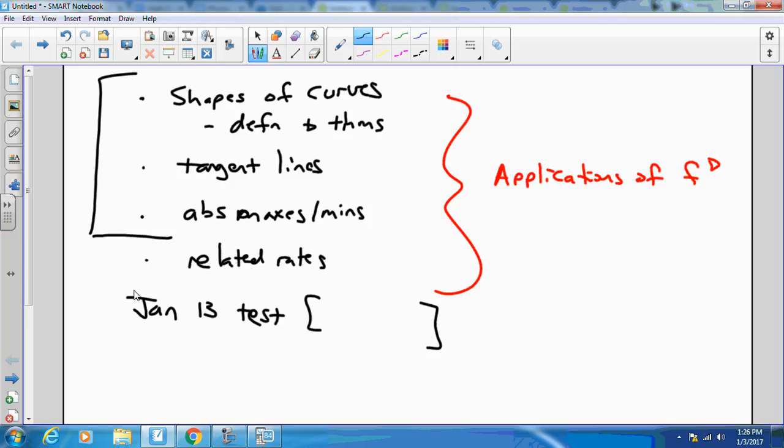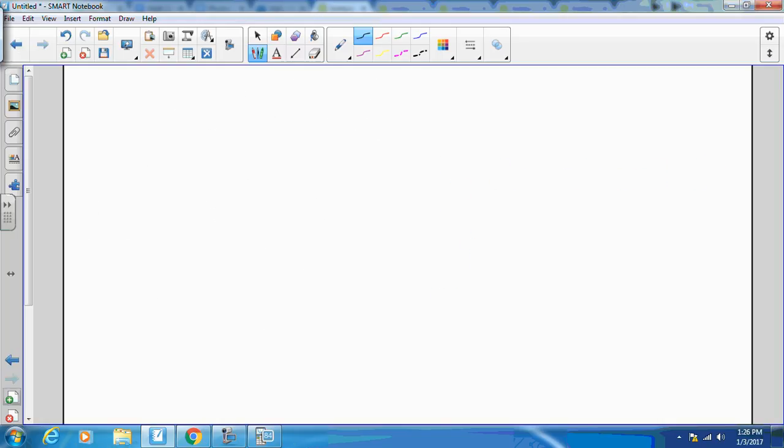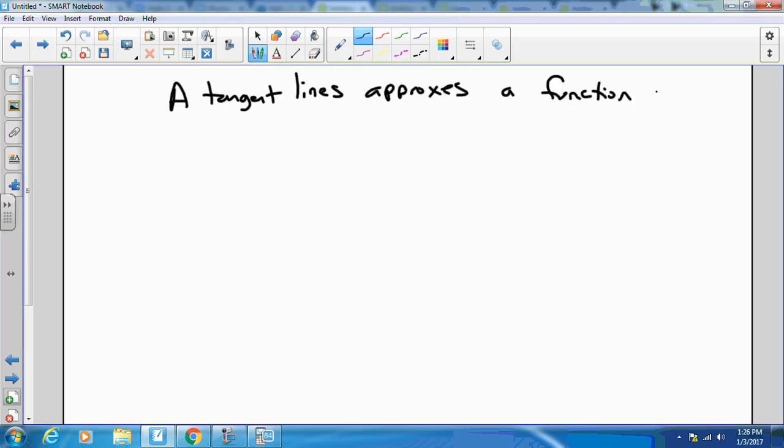Good. Any other questions? Okay, fantastic. Let's talk about tangent lines. This whole week we have one big idea, and that is a tangent line approximates a function. Say this again because it is the crucial big idea. A tangent line approximates a function at the point of tangency.